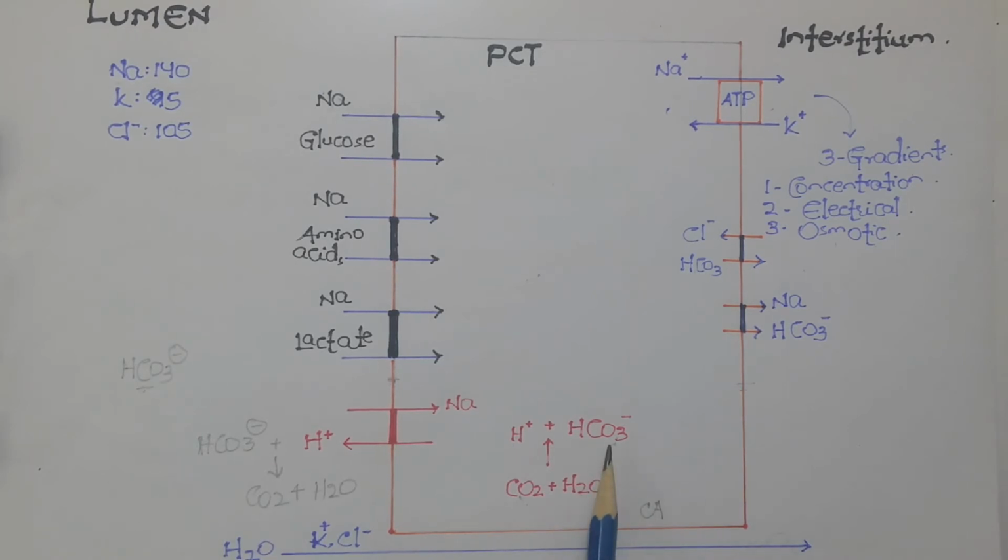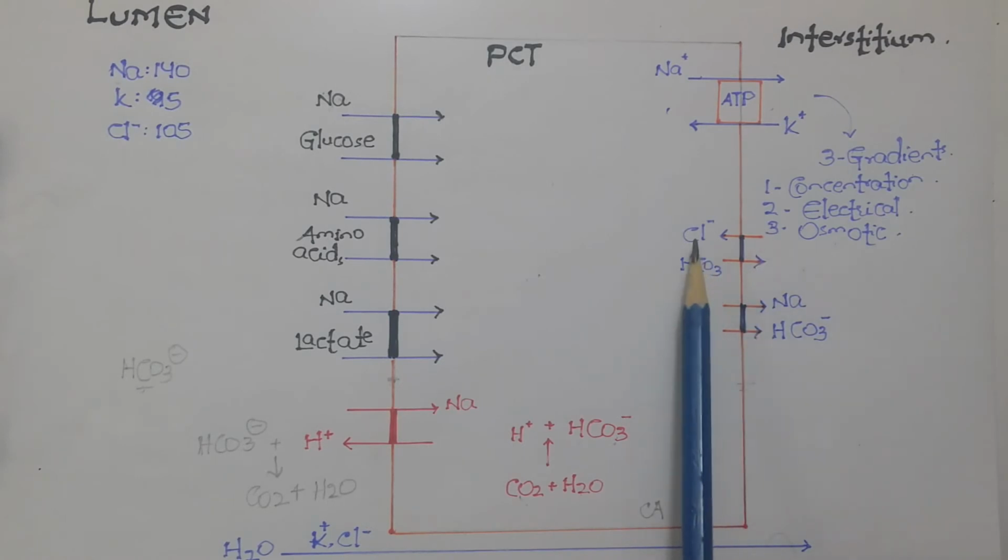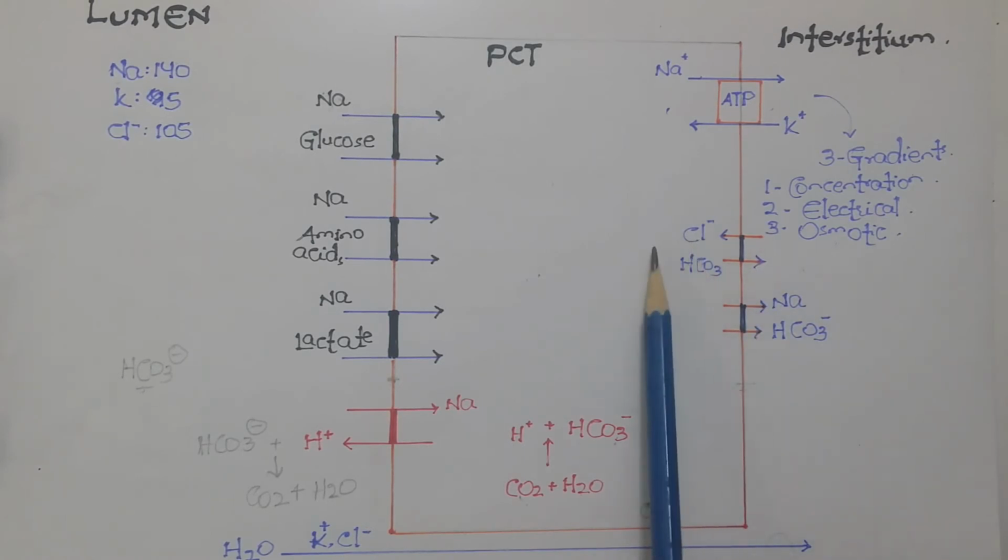The bicarbonate ions thus formed in the tubular epithelial cell of the proximal convoluted tubule are disposed into the interstitium in one of two ways. It is either pumped into the interstitium through the sodium bicarbonate cotransporter, or alternatively, the chloride bicarbonate countertransporter may pump bicarbonate ions out of the cell into the interstitium in exchange for chloride ions that are pumped in.